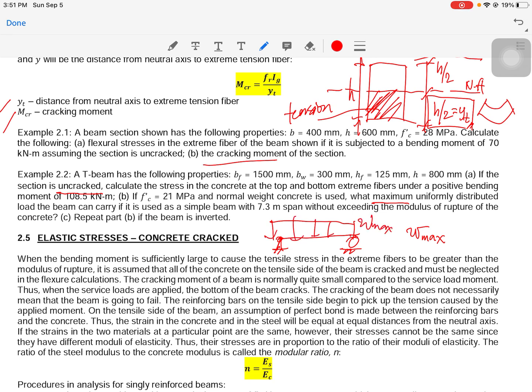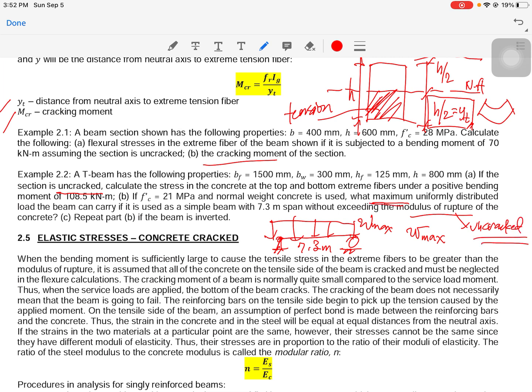Okay, max, which is a 7.3 meter span, without exceeding the modulus of rupture of the concrete. So meaning, without exceeding the modulus of rupture, this is still uncracked. Okay, this is still uncracked.